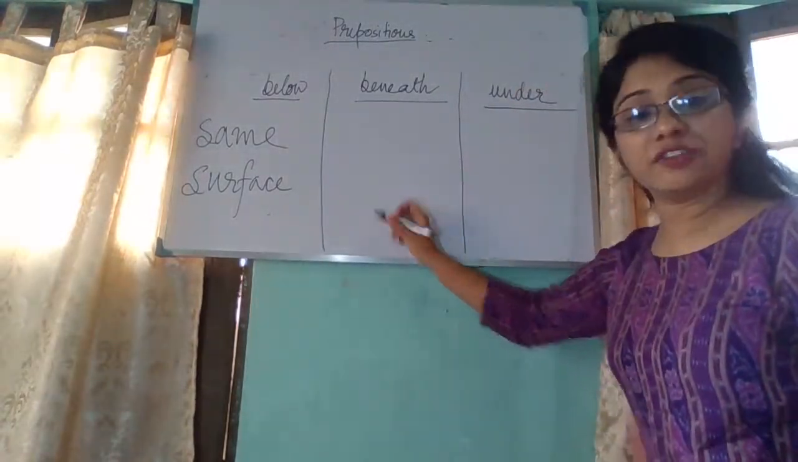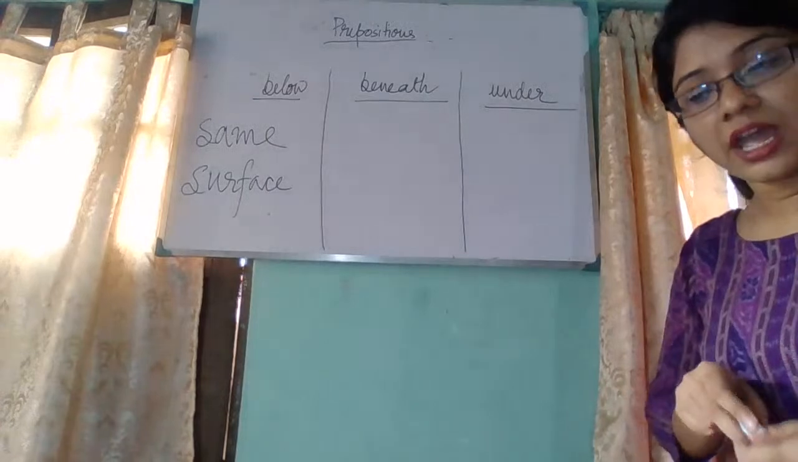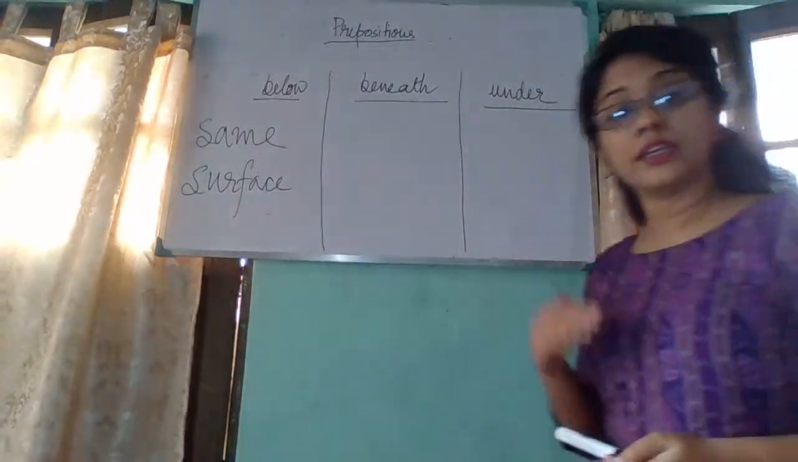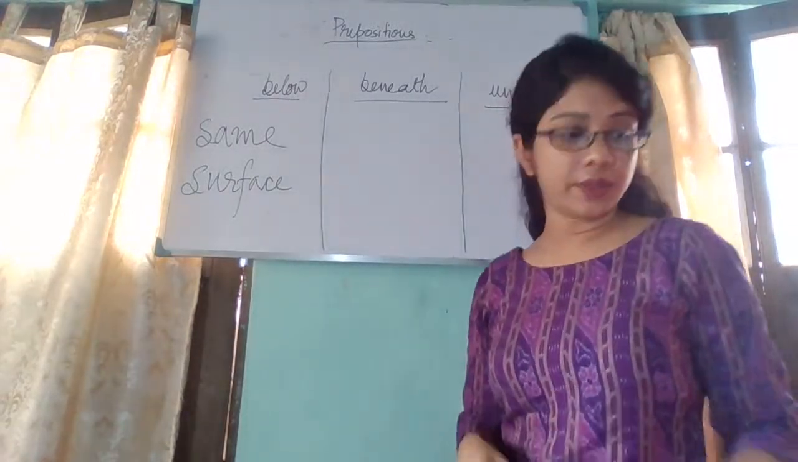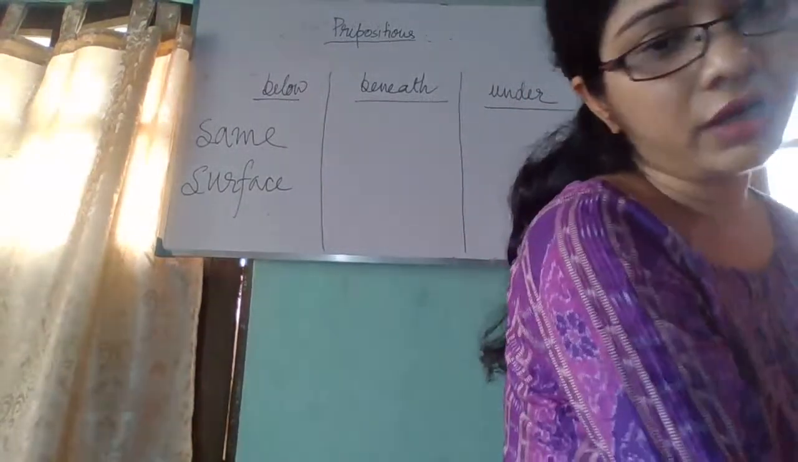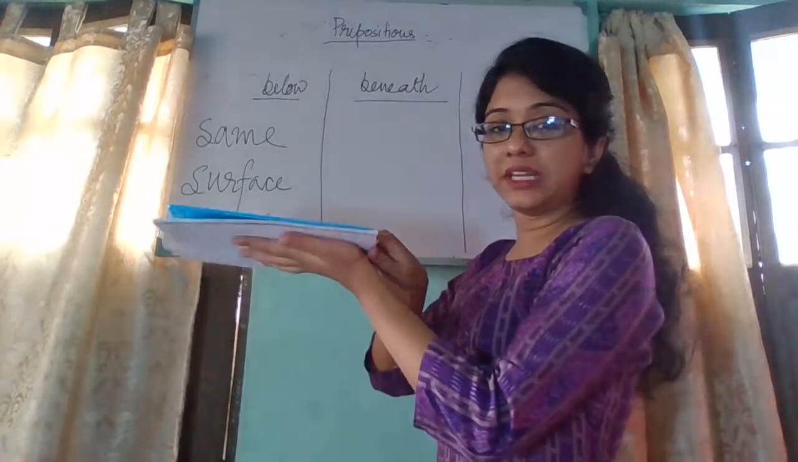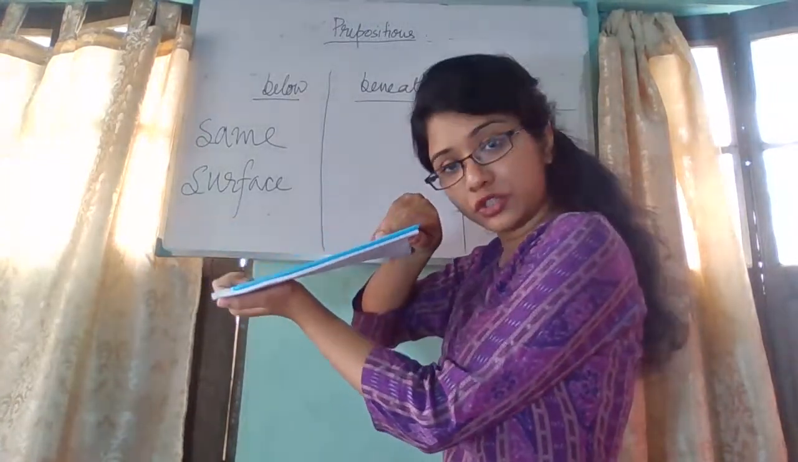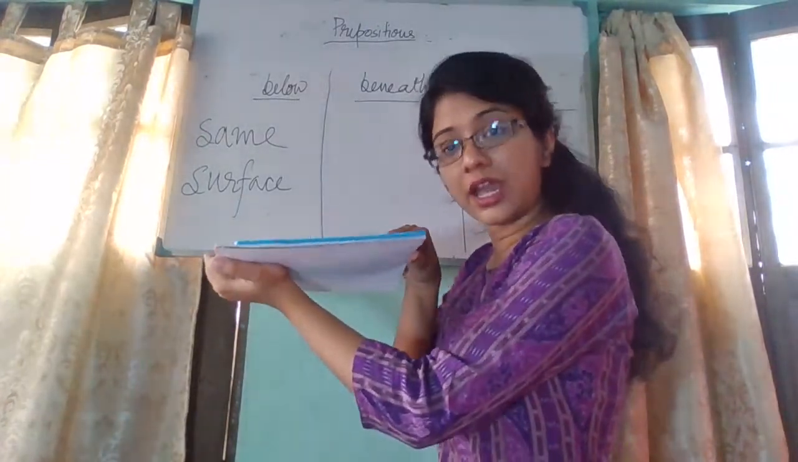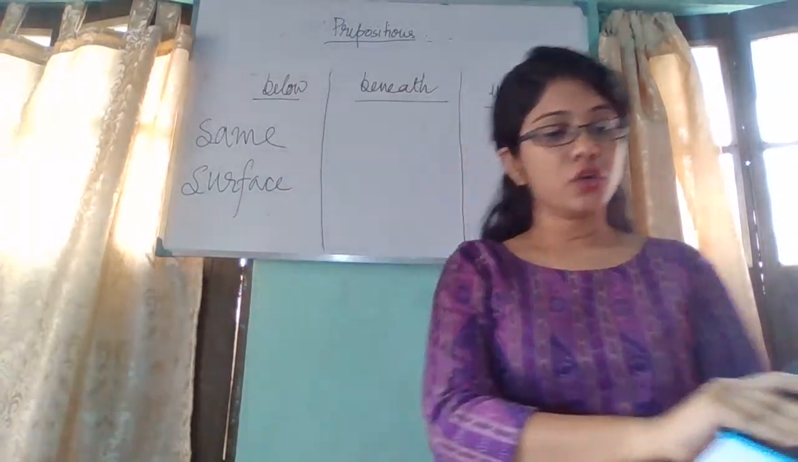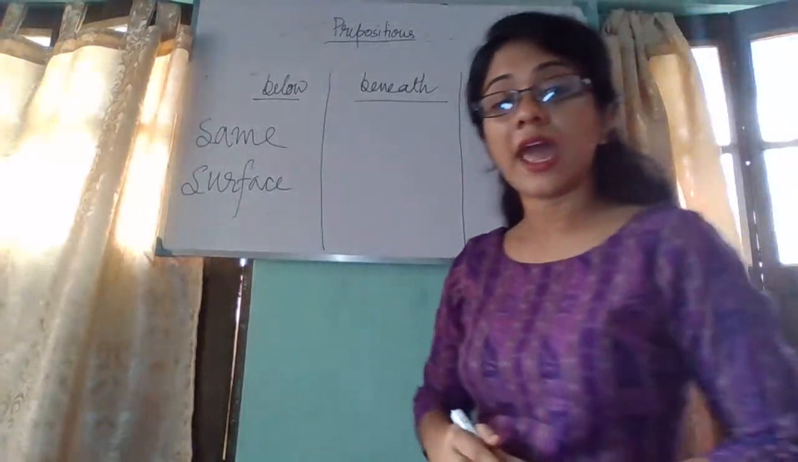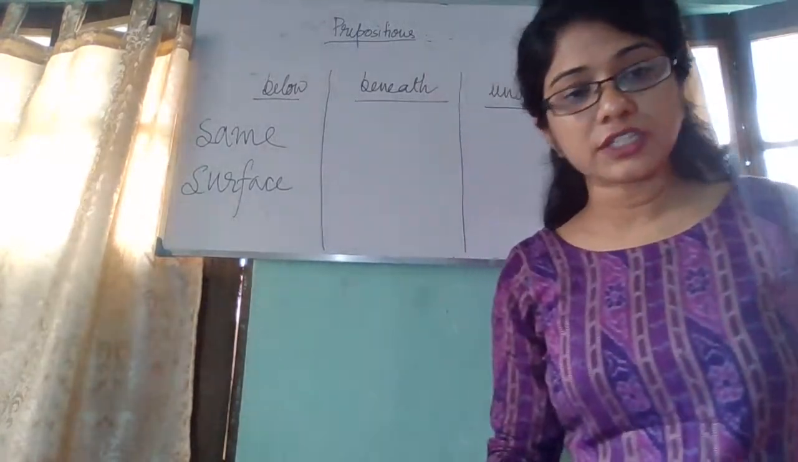This one is a different surface and attached to it. Different surface but attached to it. For example, the copy is beneath the board, attached to it and under it. Got it? So same surface, and different surface but attached.